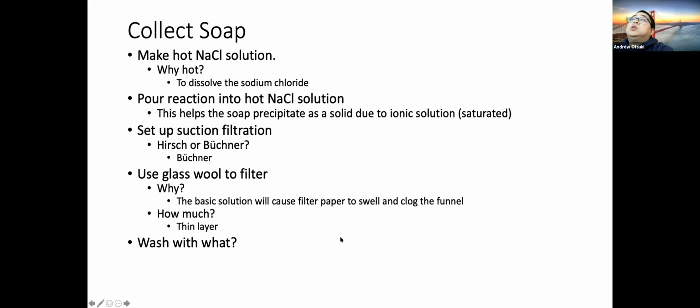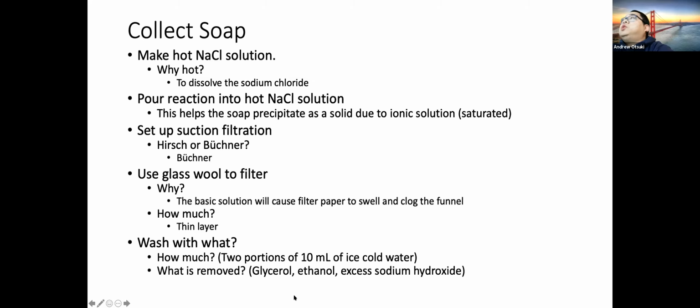Okay. So what are we washing with? Since this is a soap, let's just go over this. So we're going to use water, cold water. We don't want to use hot water because we might dissolve the soap. So use ice cold water. And you want to use a little bit of it because if you use too much, it can also dissolve the soap. So we don't want to do that.